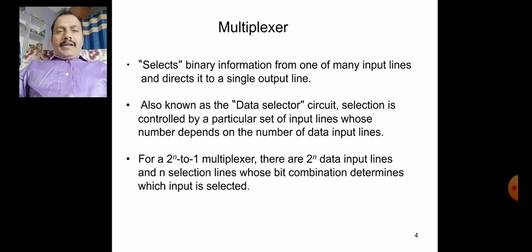For a 2 power n to 1 multiplexer, there are 2 power n data input lines and n selection lines, whose bit combination determines which input data is to be selected and presented at the output.